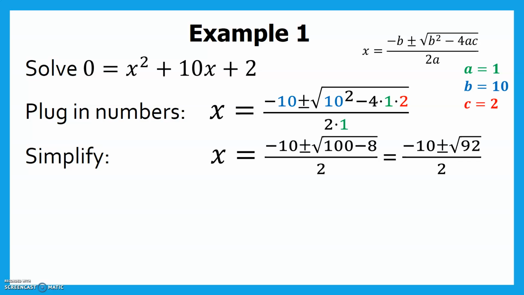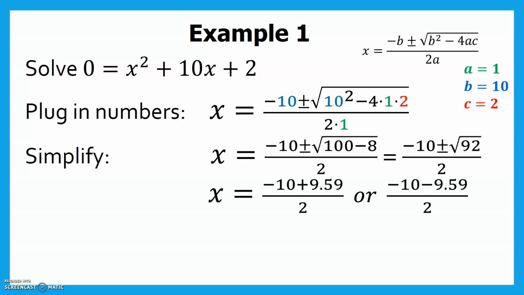So now I'm going to simplify that down. I'm going to find the square root of 92, and I'm going to round it to 2 decimal places. So I get negative 10 plus 9.59 divided by 2, or negative 10 minus 9.59 divided by 2. And so now I just do the math. I get my calculator, do the math, and I do negative 10 plus 9.59 divided by 2, and then I do the same thing for minus, and I get these as my answers, negative 0.205 or negative 9.795. So it's just plugging in the numbers, chugging out an answer.